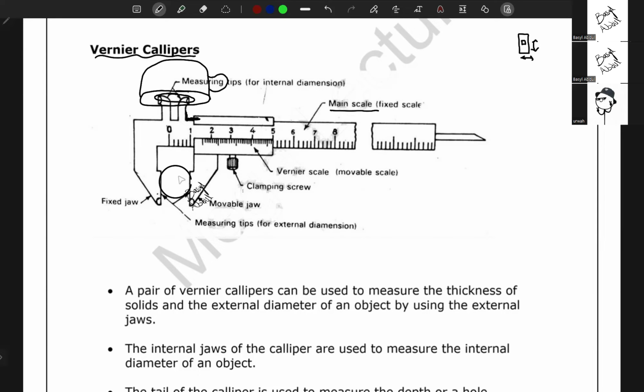So any question up till this part? No, not at the moment.